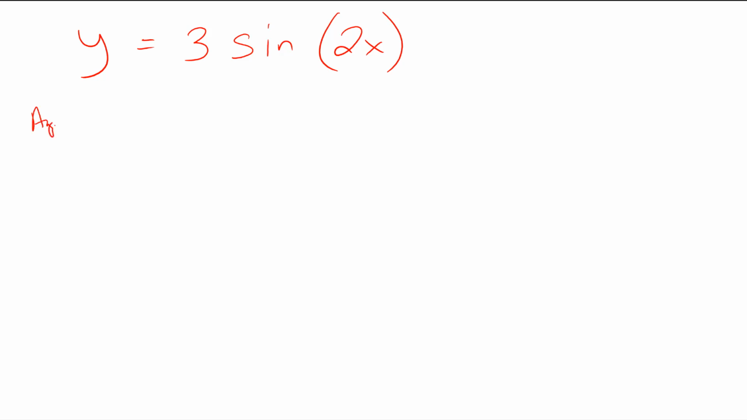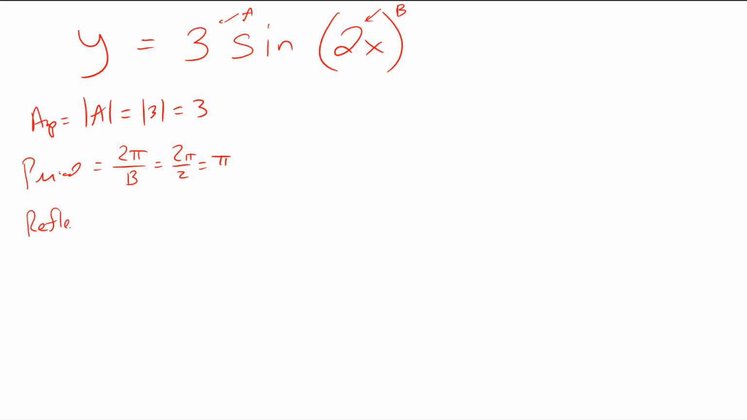Let's see if we put it together. Amplitude, absolute value of A, absolute value of 3, 3. Done. Period is 2 pi divided by B. In this case, I'm sorry, I should have labeled them here, A and B. In this case, it's 2 pi divided by 2, so this time my period has changed to just a pi value. Reflection, yes or no? No, there's no reflection because that's a positive value. Okay, phase shift, vertical shift later on.